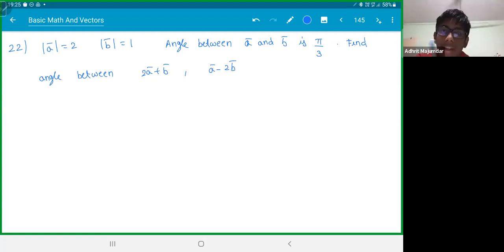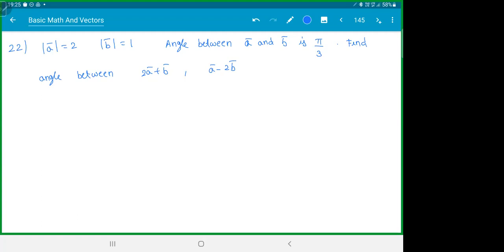Sir, if we multiply a vector by 2, will the magnitude automatically be doubled? It will automatically double, because the 2 comes out of the square root, right? Overall.